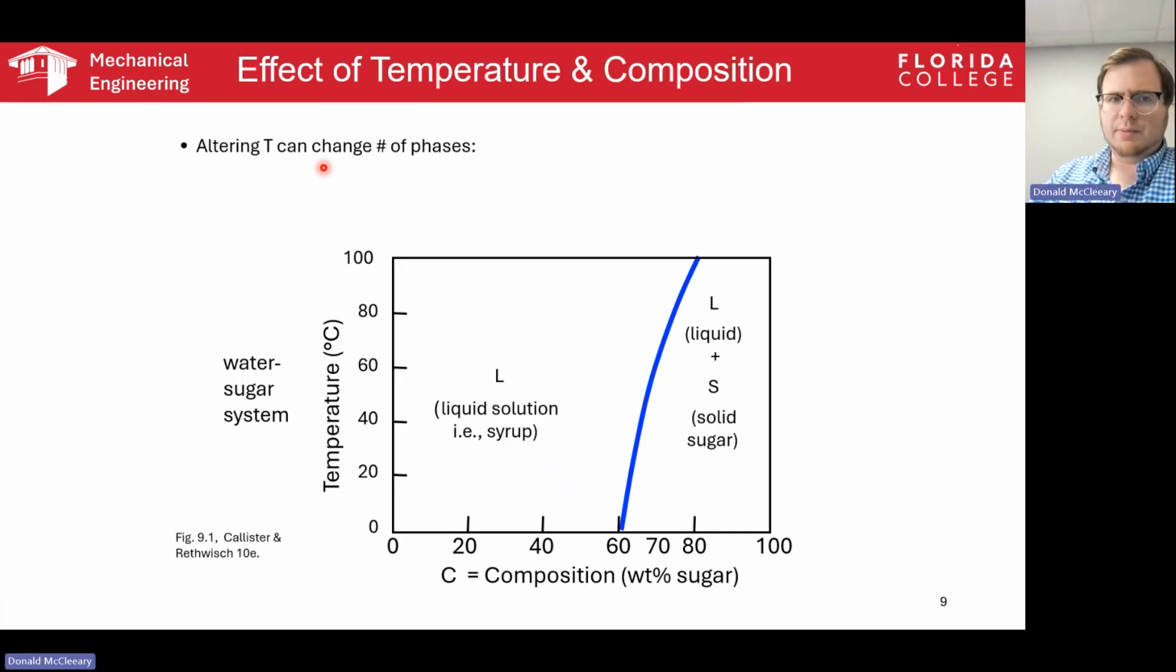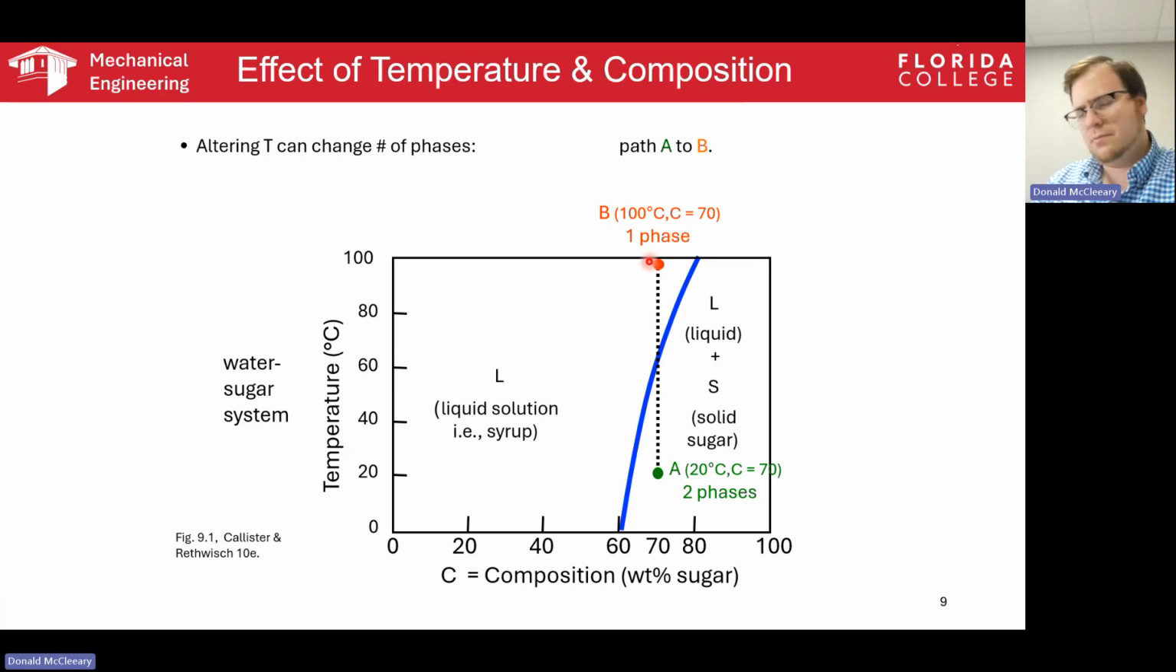So altering your temperature can change the number of phases present, which I think I also just talked about. And what we're doing here is we're literally just drawing a path from A to B. Once you heat up the water, you'll start to get a precipitation. At 100 degrees Celsius, that's when water starts to boil. So you'll actually start getting water gas as well. But that's why this ends at 100, because it stops being true.